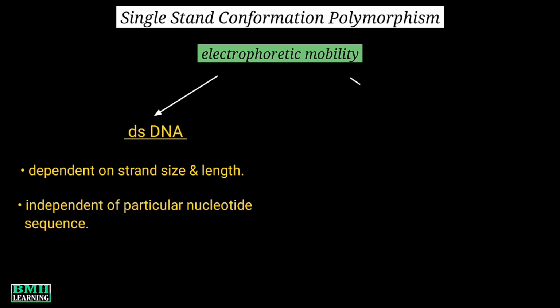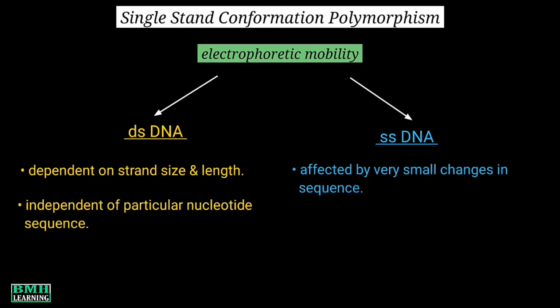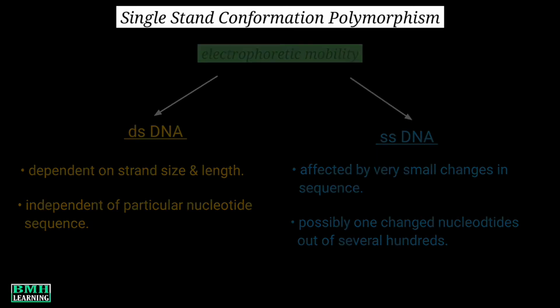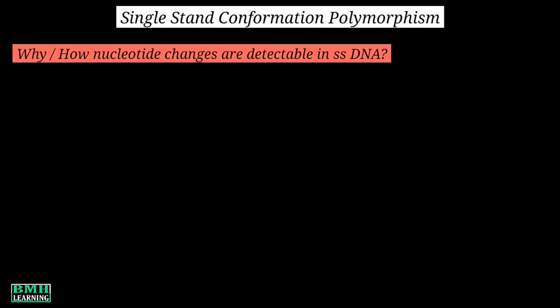However, the electrophoretic mobility of single strands is noticeably affected by very small changes in sequence, possibly one changed nucleotide out of several hundreds. But the question still arises, why are these very small nucleotide changes detectable in single-stranded DNA? It's because of the relatively unstable nature of single-stranded DNA.